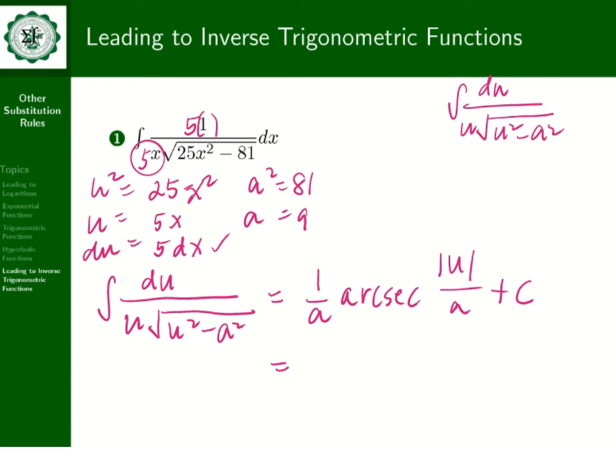So we now perform back substitution. We replace a by 9. So we write arcsecant of the absolute value of u, where u is 5x, all over 9 plus c.